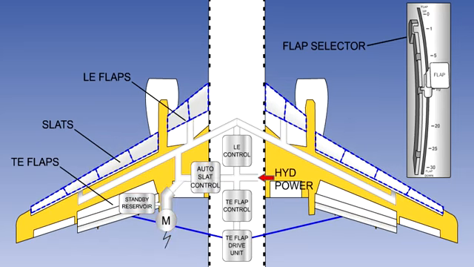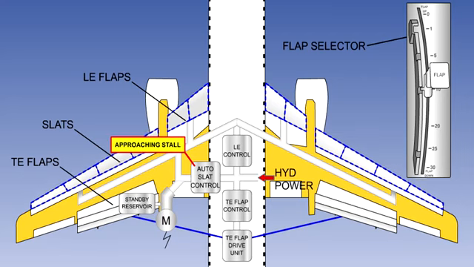Some aircraft types have an auto-slat system, which will automatically extend the slats from the intermediate position to the fully extend position if the aircraft approaches the stall angle of attack and the slats are not already fully extended.